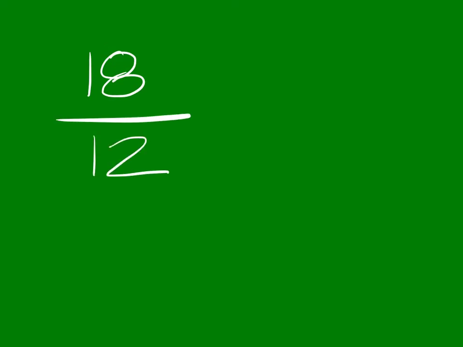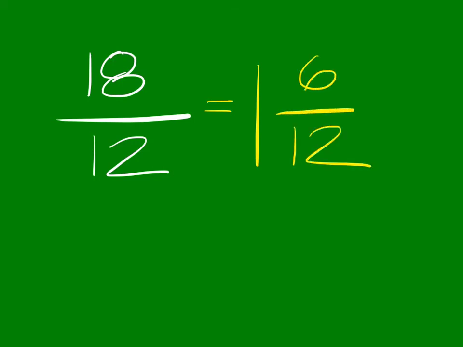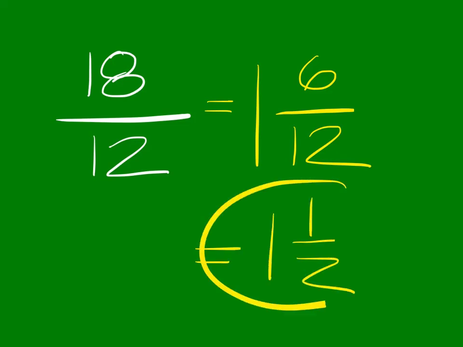12 will go into 18 once with how many left over? Six. And 6 goes over what? 12. Can 6 and 12 be reduced? Yes. So 1 and 1 over 2, 1 and 1/2 is right. That's my first time doing that.